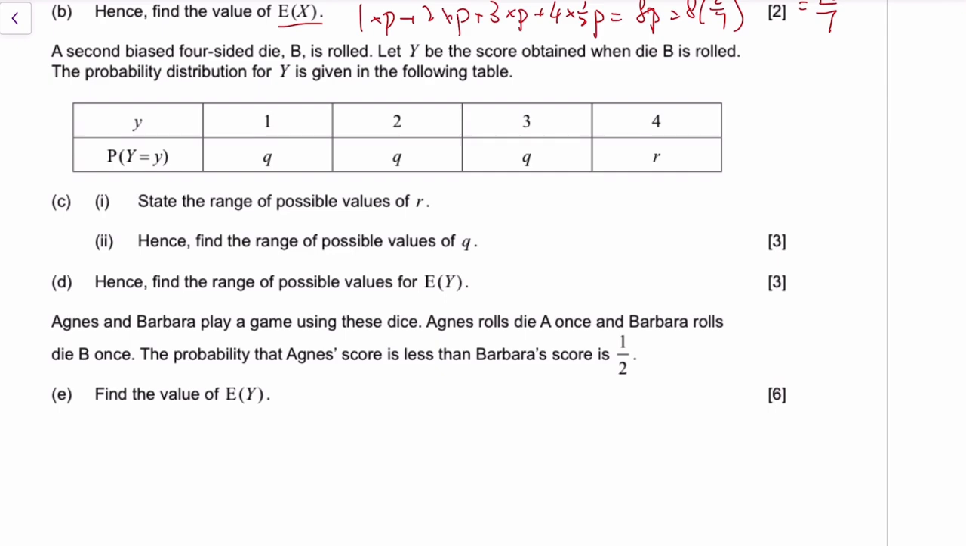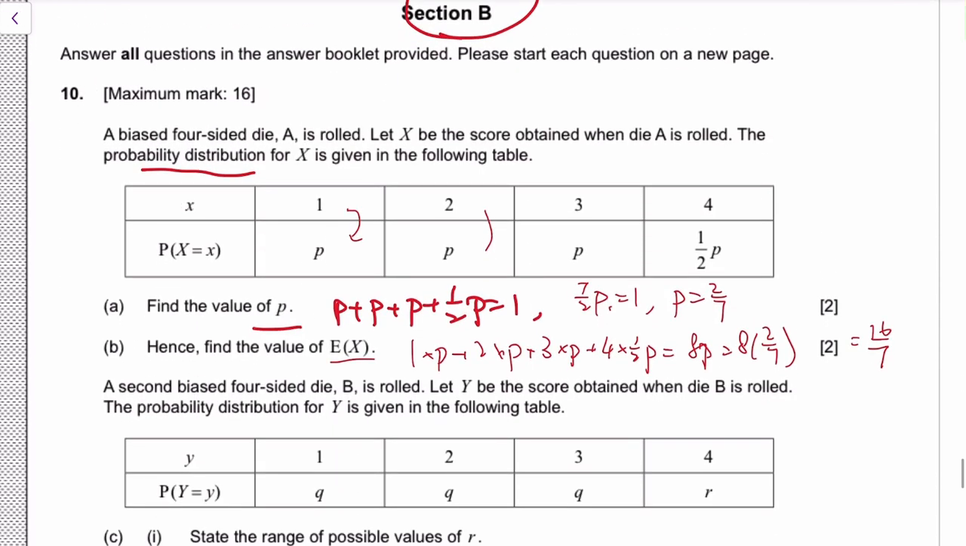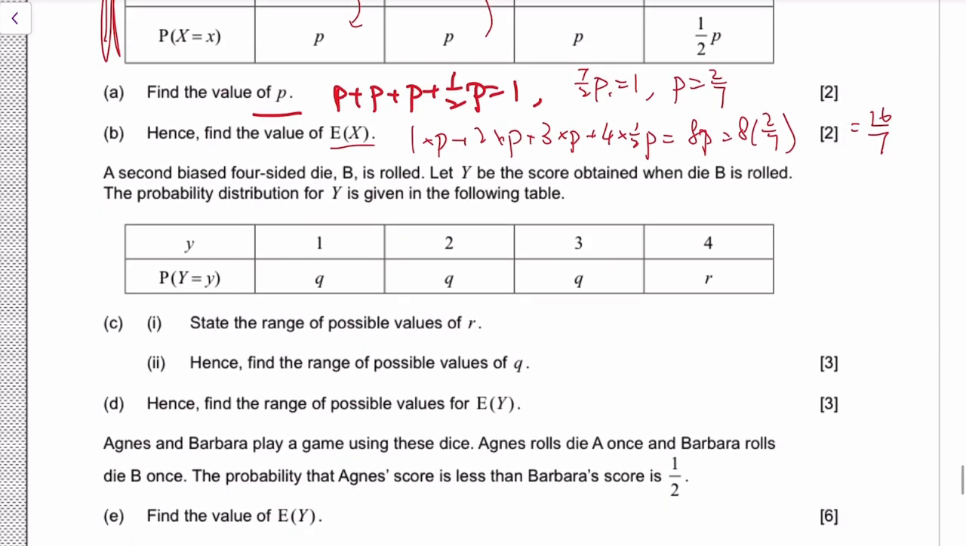And then, well, actually, we should read the question. Turns out there are 2 dice, and each of the dice are biased. So the first distribution was for die A. It could roll 1 or 2 or 3 or 4 with those probabilities. We have another die B. Alright, and this is the distribution of Y, of the die B, alright?